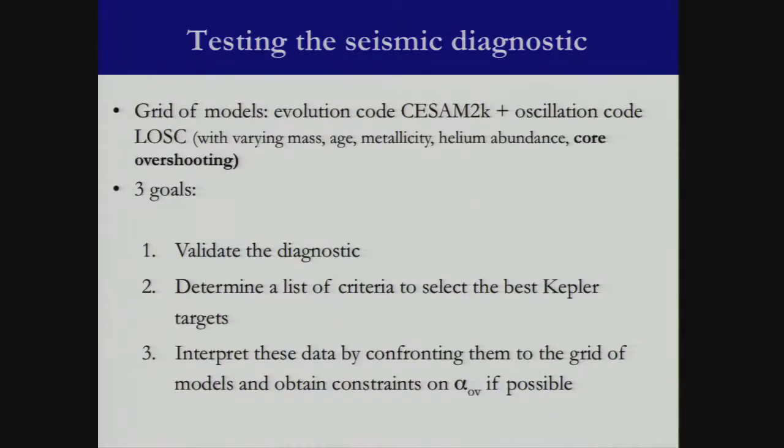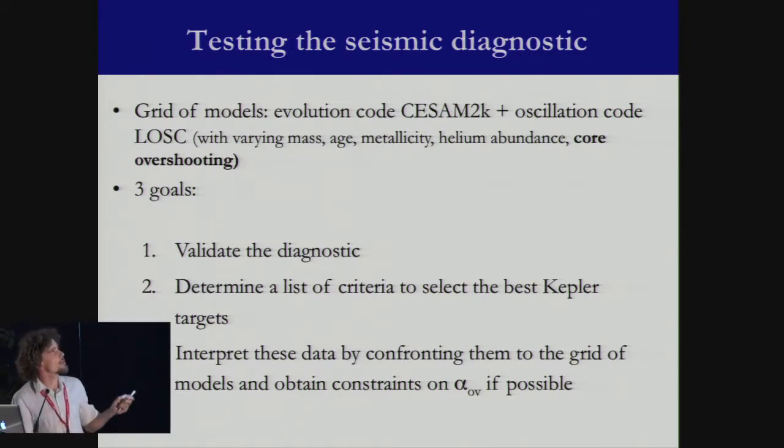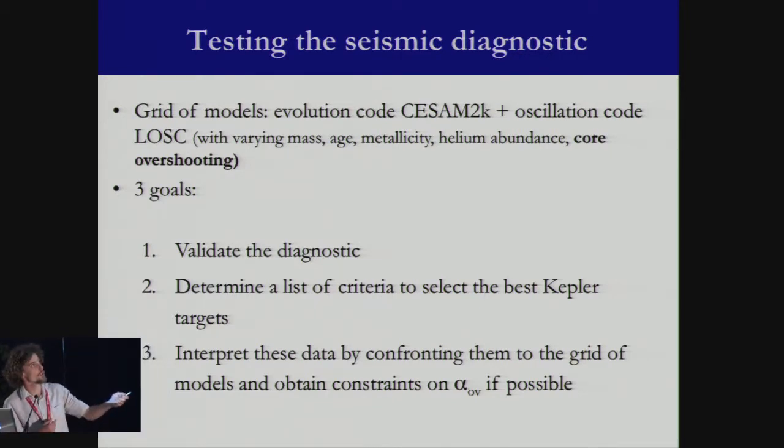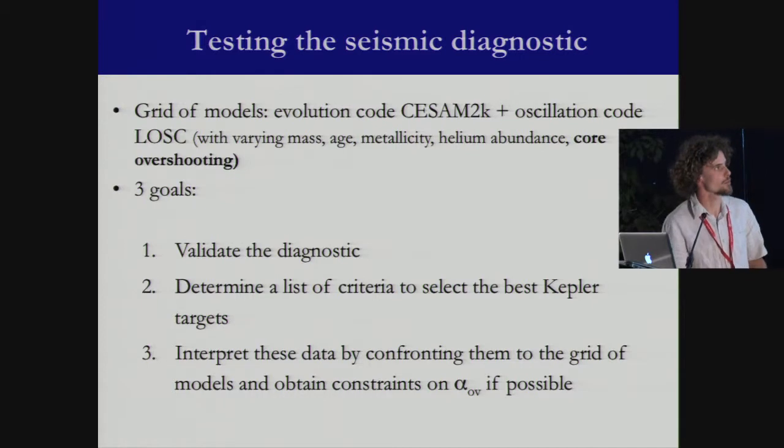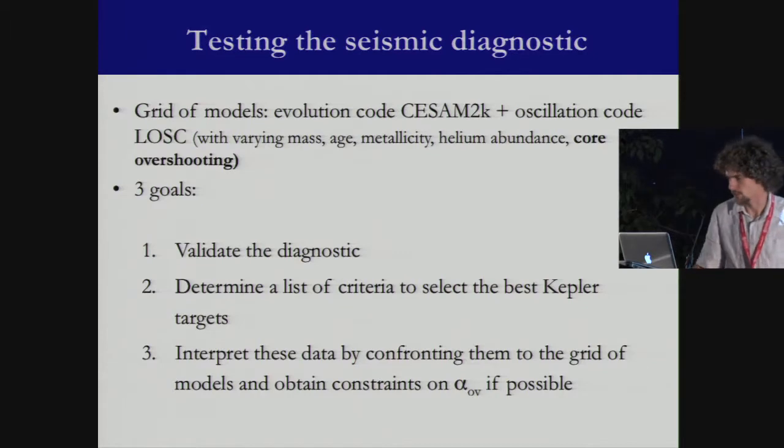And the idea here was to check how efficient this diagnostic is, and can we test it with different stellar parameters? So for this purpose, we built a grid of models using the code CESAM, with varying mass, age, metallicity, helium abundance, and of course core overshooting. And for each model, we computed the modes with LOSC and performed fits to the ratios. So the idea was, as I said, to validate this diagnostic and also to determine a list of the most promising Kepler targets to work on. And of course, then we need to interpret these data, and the grid of models can be helpful for that.